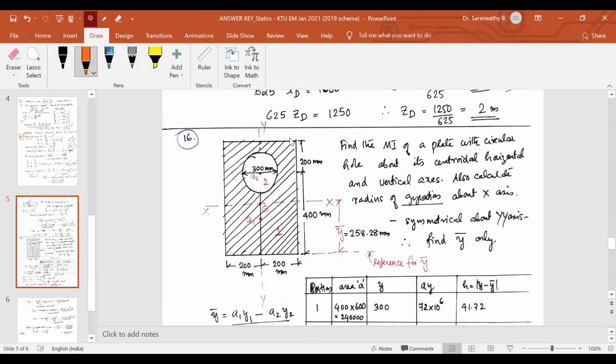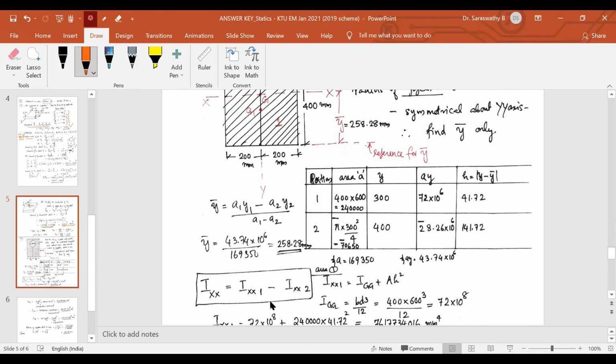So consider this: from a rectangular plate, a circular hole is cut out. So we have to find out the total moment of inertia of this section, which will be the moment of inertia of this rectangle, that is divided as spaces as 1. Area 1 is the rectangle. The cut area, the circle, is area 2. So Ixx of 1 minus Ixx of 2 will be the moment of inertia about xx axis.